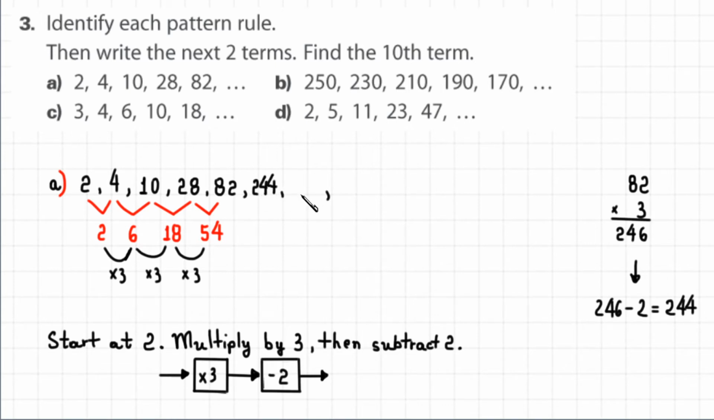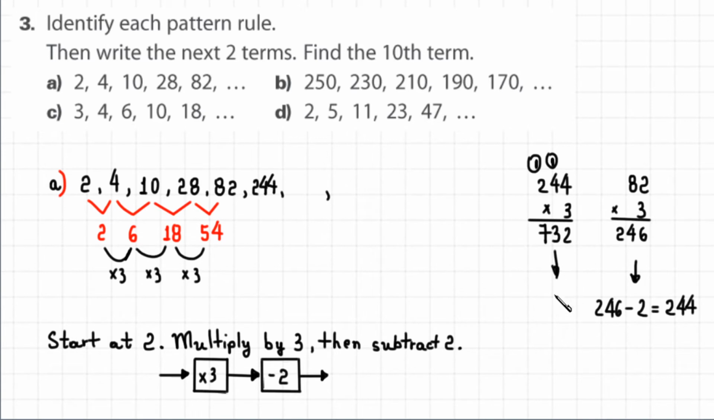244. How can I find the next one? I am supposed to take this one, multiply by 3, then subtract 2. So let's multiply 3 times 244. Okay, and then subtract 2. 3 times 4 equals 12. I keep 2 from 12 here. The 1 from 12 goes up here. 3 times 4 equals 12 plus 1. Well, 12 plus 1, 13. I write 3 from 13 here. The 1 goes up here. 3 times 2, 6. And 6 plus 1, 7.